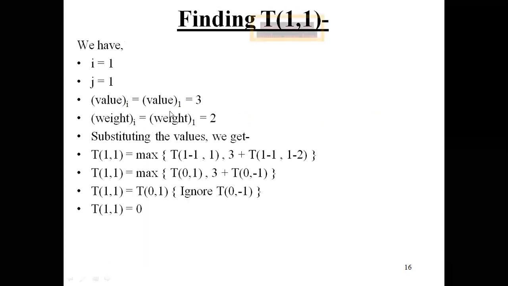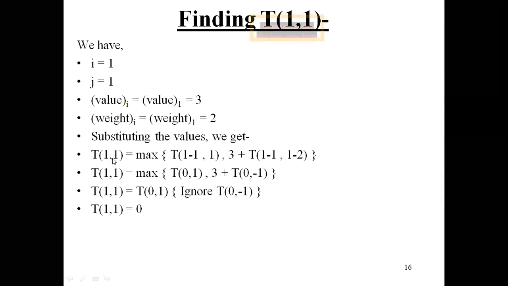Now see the first item, weight is 2 and value is 3. Profit is 3. That means a 2 kg item, if you place in the bag, then you will get the profit of $3, 3 rupees or 300 rupees. Like this you can imagine. Suppose $3, you will get the profit. So substituting the values we get.